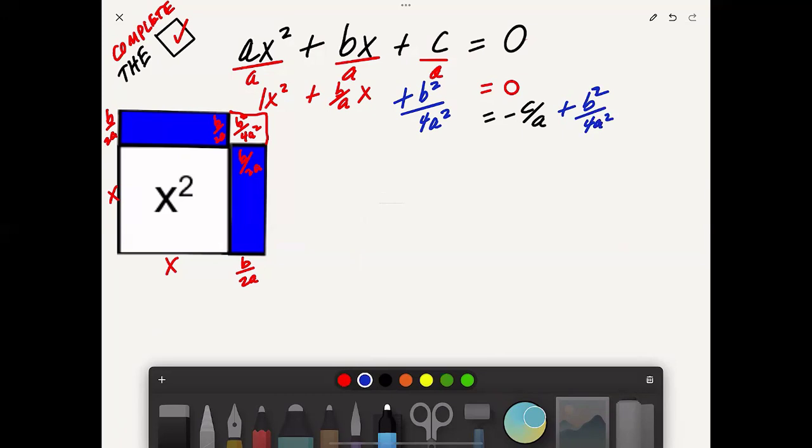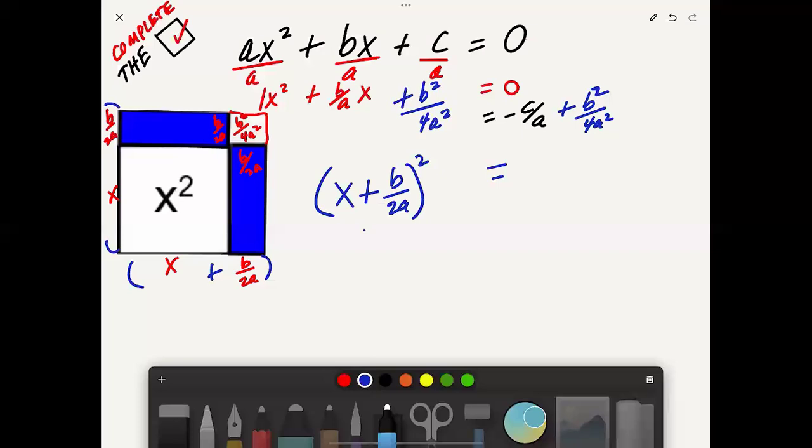Now I'm going to do a little bit of rearrangement. We now have this new side, which is x plus b over 2a. We're going to multiply those two sides together to get the new area, x plus b over 2a, times x plus b over 2a.